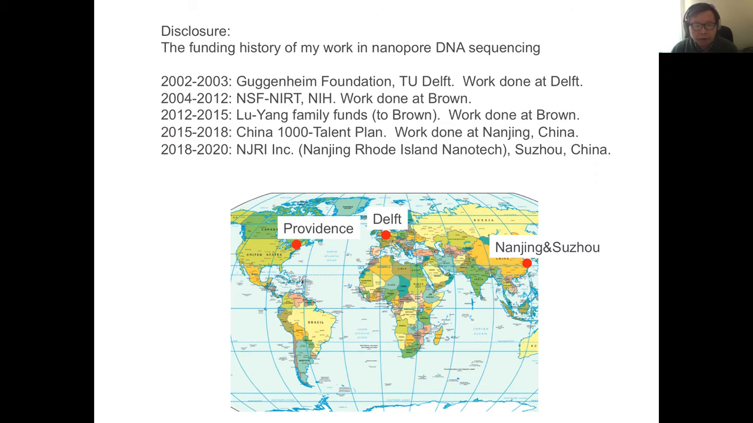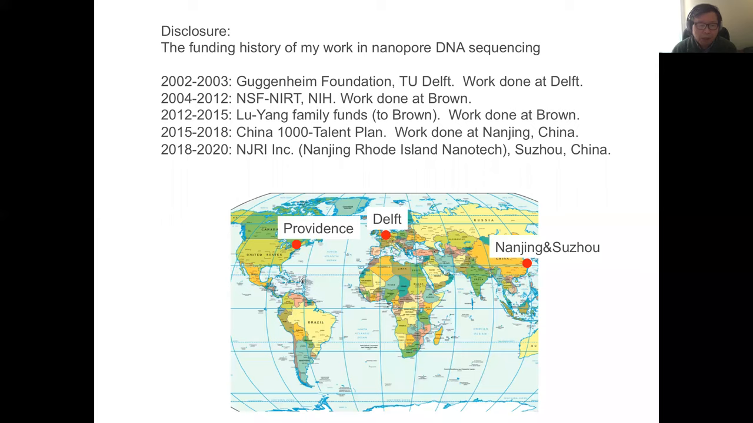My work in nanopores started in 2002 when I received a Guggenheim Fellowship. My sabbatical work was done at the Technical University of Delft in collaboration with Dekker's group. When I came back to Brown in 2003, I received a grant in 2004 from the National Science Foundation and the National Institutes of Health. This work went on for several years, to 2012.